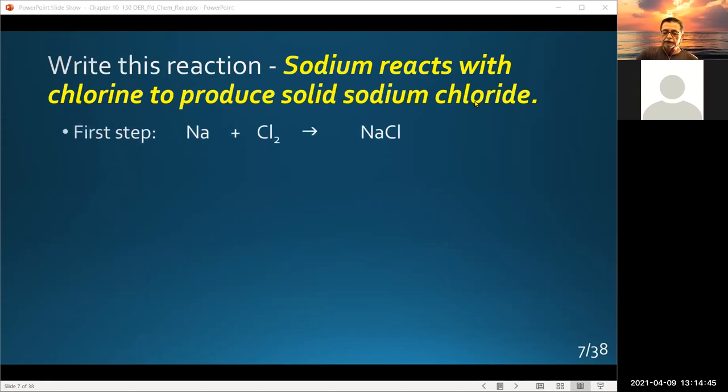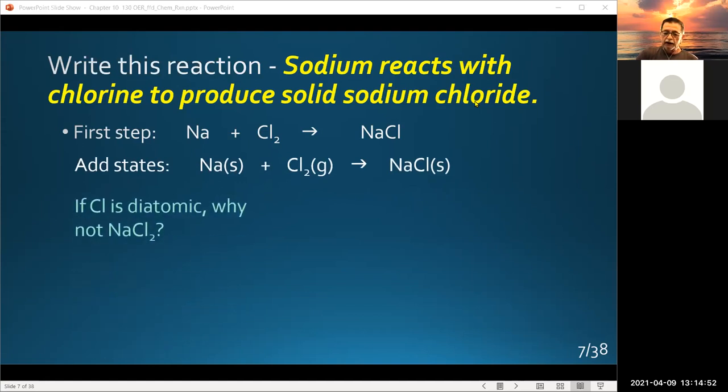So we write down the equation like we just did. Okay, we added the states here. And then of course, they're asking you here, why isn't it 2 chlorides for the sodium? Because again, we know that sodium ion is a +1. And if it was written as NaCl2, that would infer that sodium is +2.